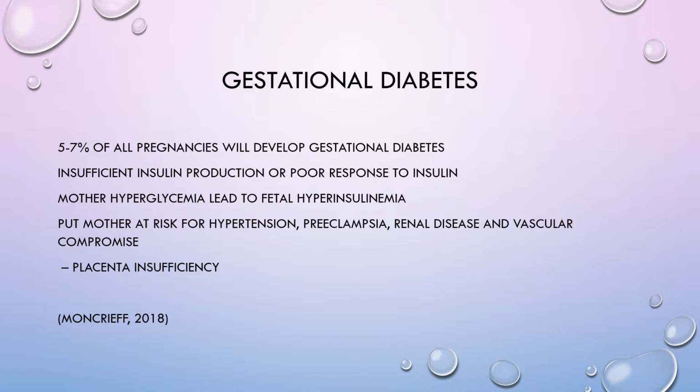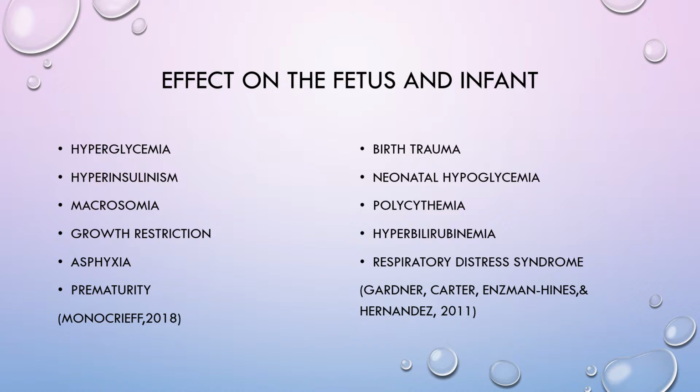The mechanism we believe that triggers this is that mom is not able to produce a response to the increased strain on her body from the pregnancy. So she cannot produce enough insulin to control her glucoses, or the insulin she produces is ineffective. The mother's hyperglycemia initially leads to fetal hyperglycemia, and then the fetus mounts his own response to that hyperglycemia, and ultimately may become hyperinsulinemic. Gestational diabetes puts mom at risk for hypertension, preeclampsia, renal disease, and vascular compromise, which can change the blood flow to the placenta, resulting in placental insufficiency.